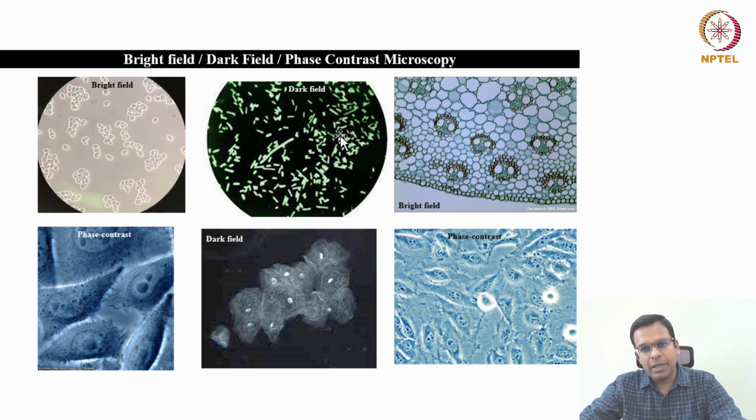This is a dark field microscopy image. Here the background is dark and the objects are bright, and again you can see the size and shape of the cells, you can count the number of cells, and you can see the external morphology of the cell. This is another bright field image where you can see the distribution of vascular bundles in the plant tissue. This is an example of the phase contrast microscope where you can see the cells.